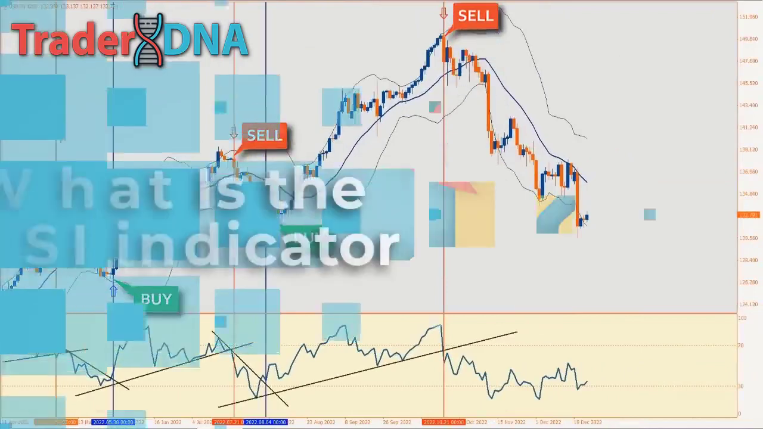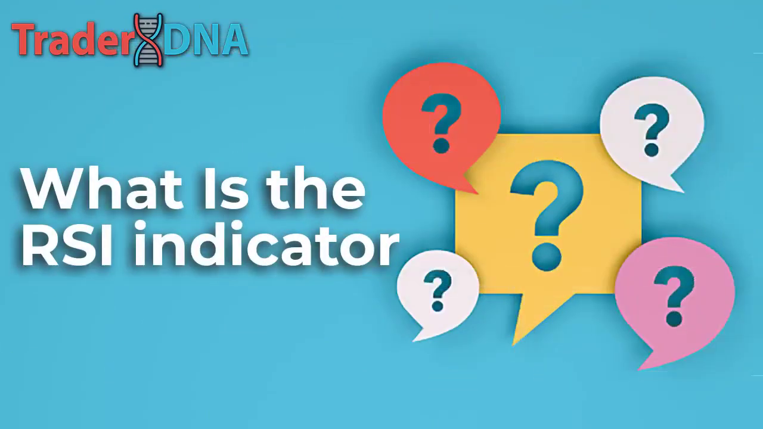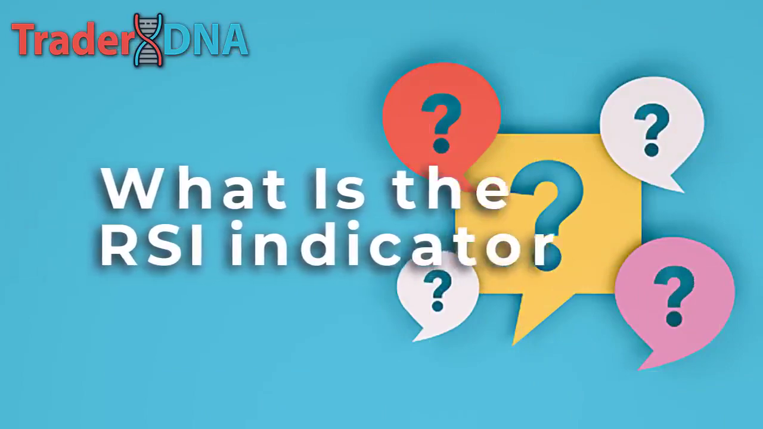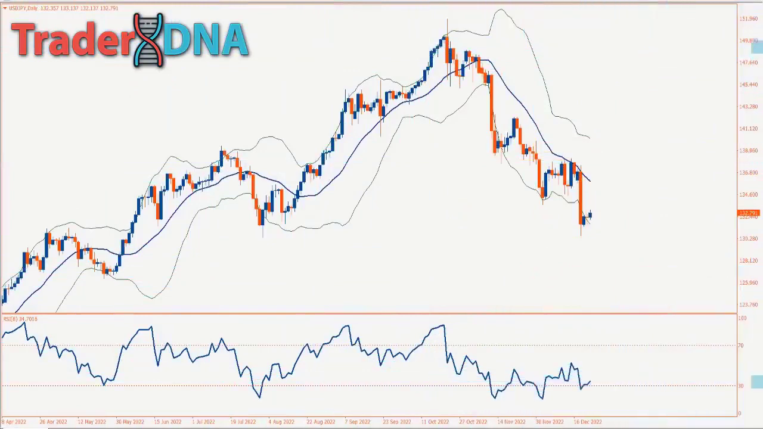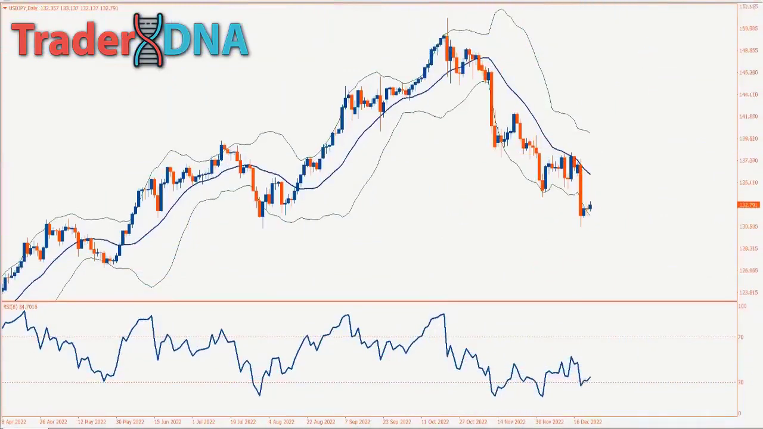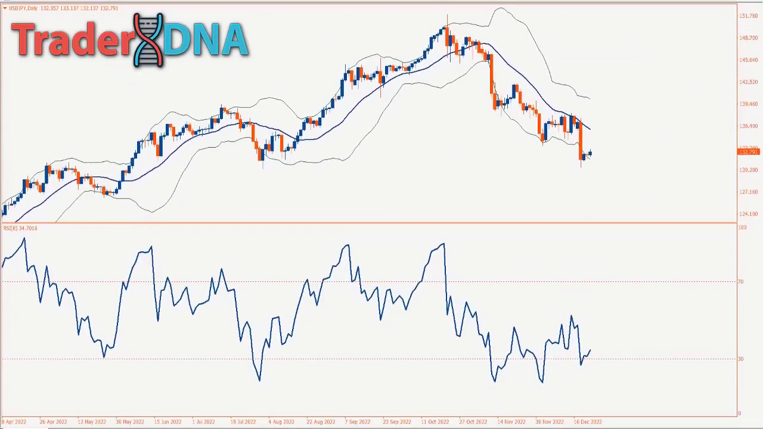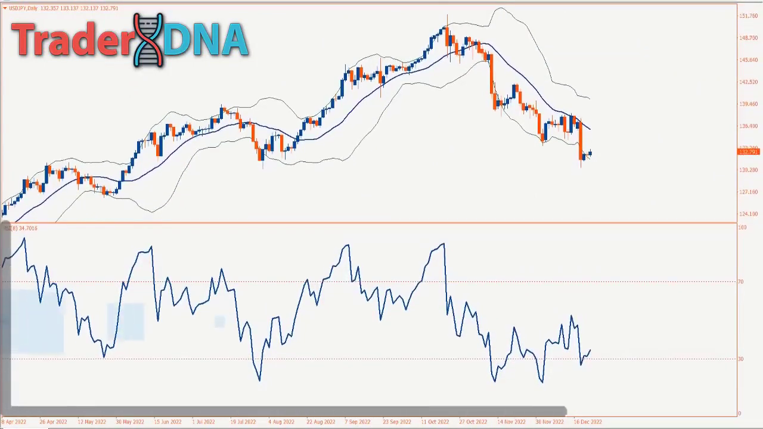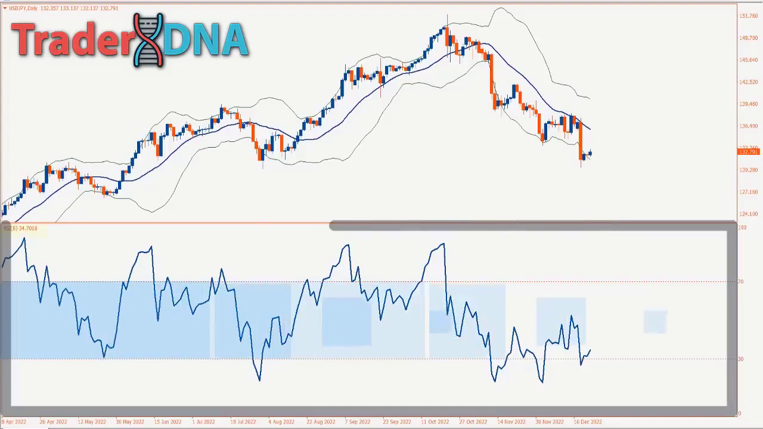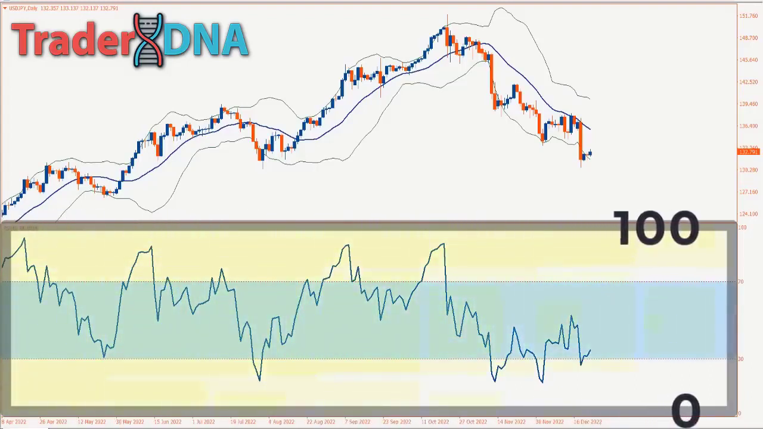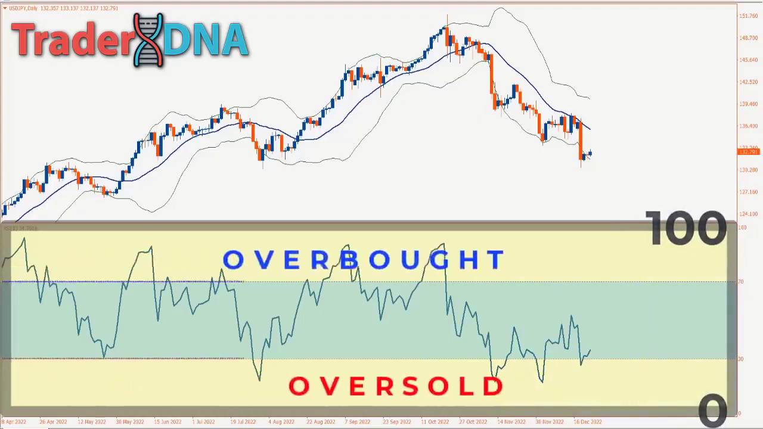What is the Relative Strength Index, or RSI indicator? The Relative Strength Index, or RSI, is a momentum indicator used in technical analysis. RSI measures the speed and magnitude of a security's recent price changes to evaluate overvalued or undervalued conditions in the price of that security. The RSI is displayed as an oscillator, or a line graph, on a scale of 0 to 100. The RSI can do more than point to overbought and oversold securities.